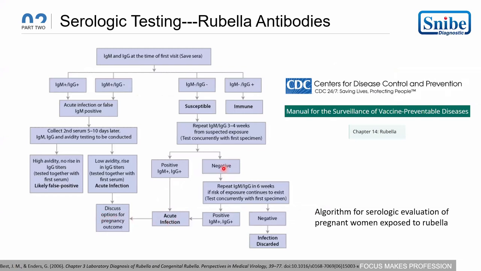If again the IgG and IgM for rubella are negative, then repeat IgM and IgG at 6 weeks if the risk of exposure continues to exist. If you get a positive, then consider it an acute infection. If again negative, then the infection is discarded. So if rubella is suspected or there is some clinical history in the pregnant woman, they can check at the initial pregnancy in the first trimester or early weeks, then at 3 to 4 weeks, and then at 6 weeks. After the 6 weeks, they can rule out that the infection has been discarded.